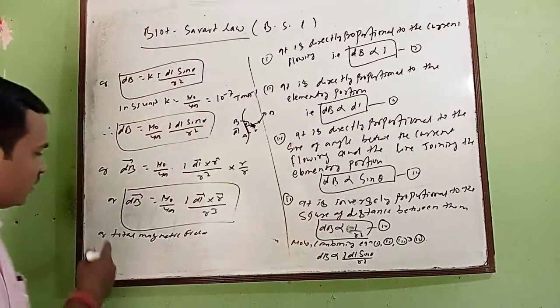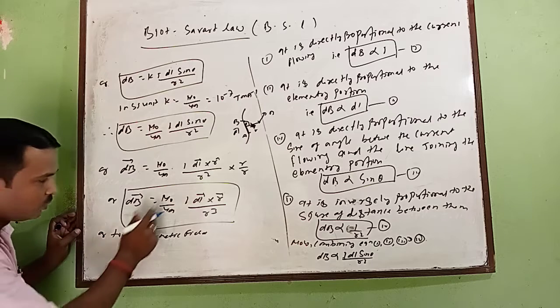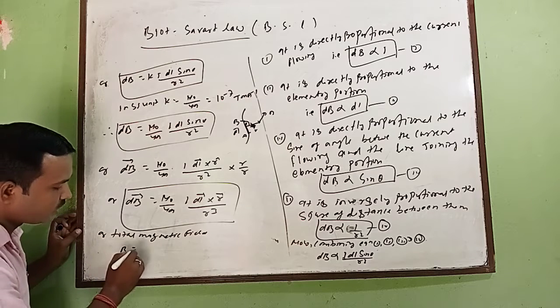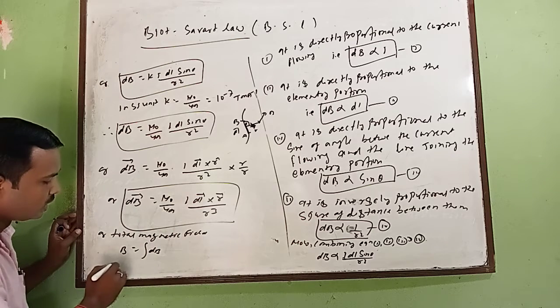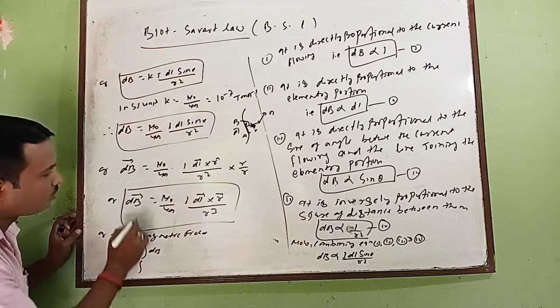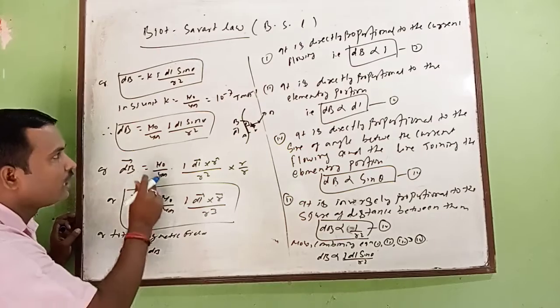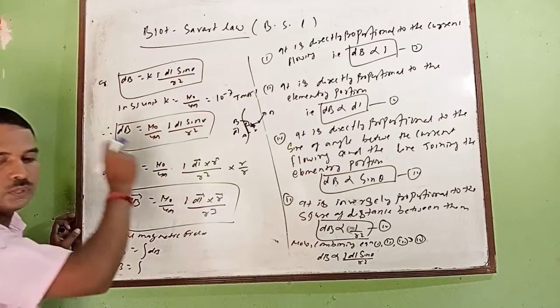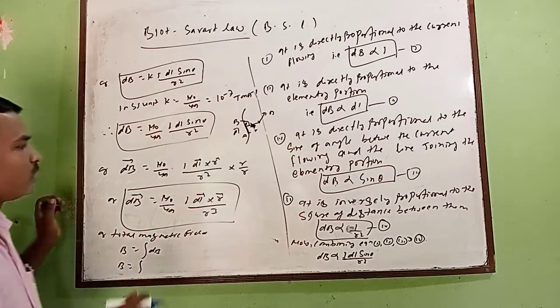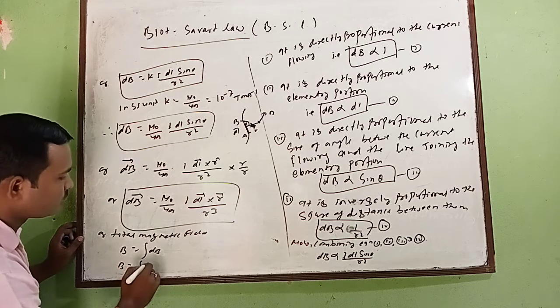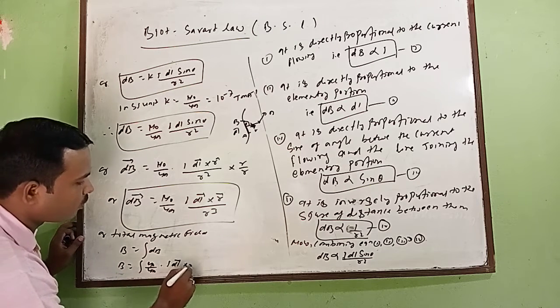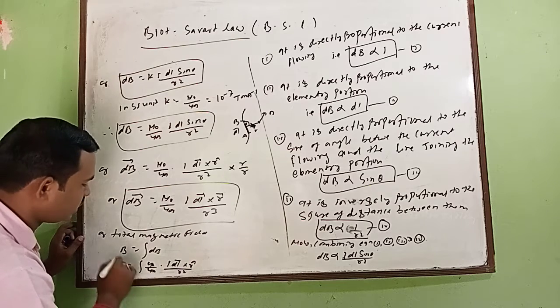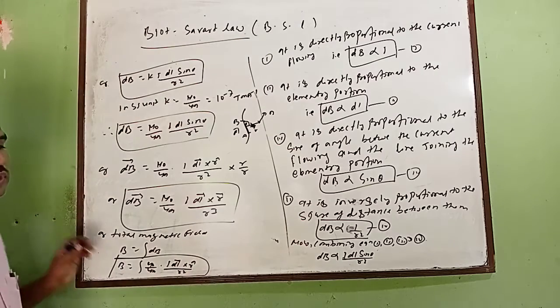Okay, very good. So now come to the point, and now put this value. You can write B is equal to integration of dB, and you can put this value here, either one, as you like. Or you can put dB, that means mu naught by 4 pi into I dl cap of r by r square. This you can find. So this will be the value.